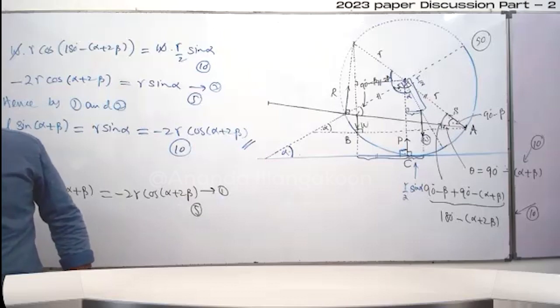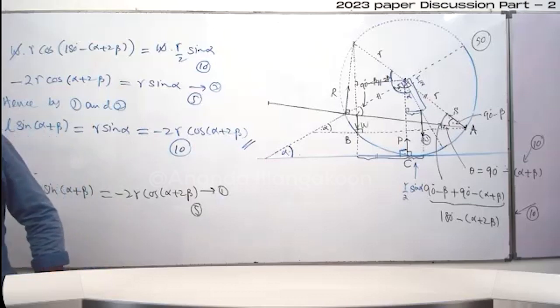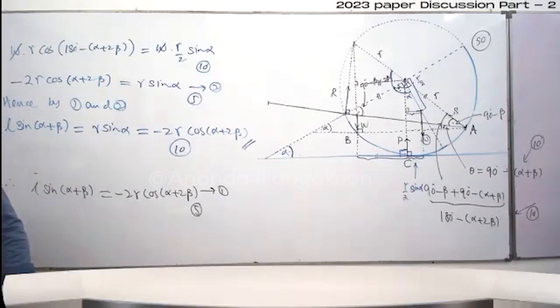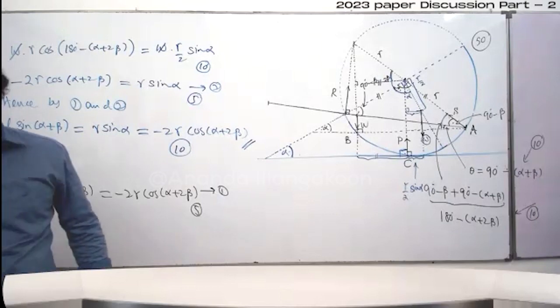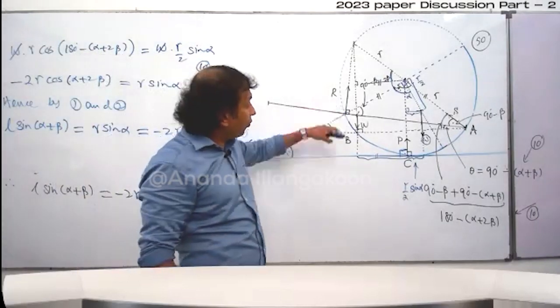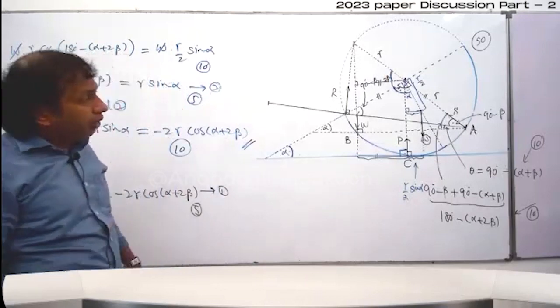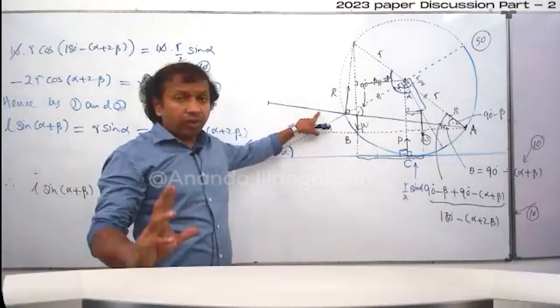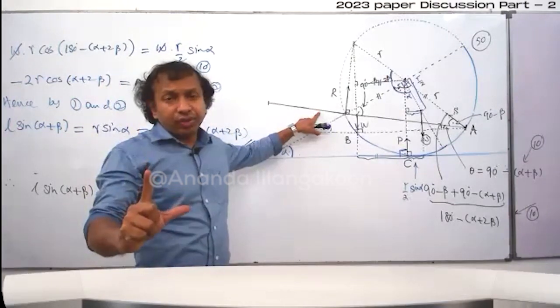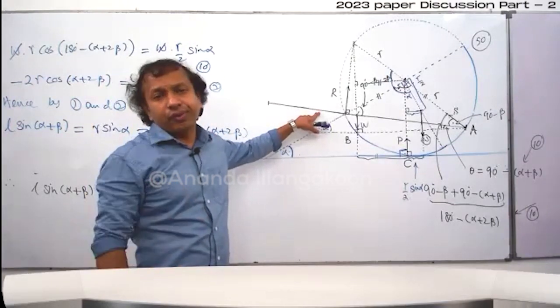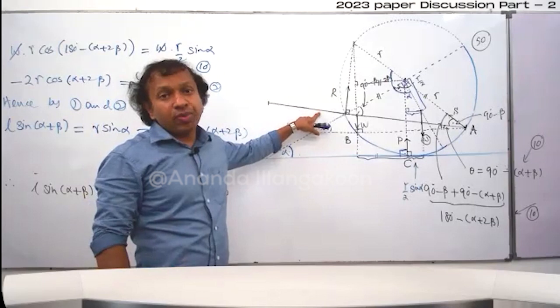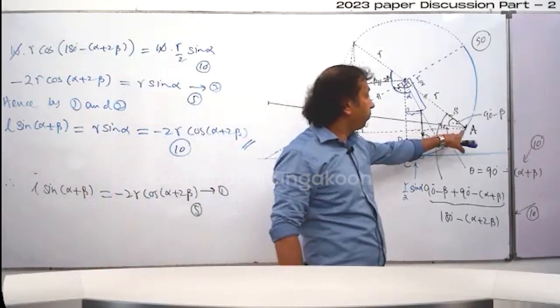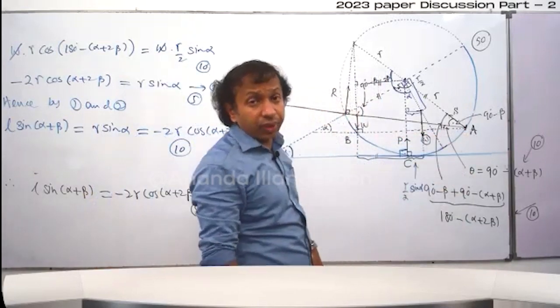Next one is asking, show first that the reaction R on the rod at the rim of the ball is this. That means this R is being asked. How to find this R? R can be obtained only from the equilibrium of the rod. We consider the equilibrium of the rod, and we take moments around A.